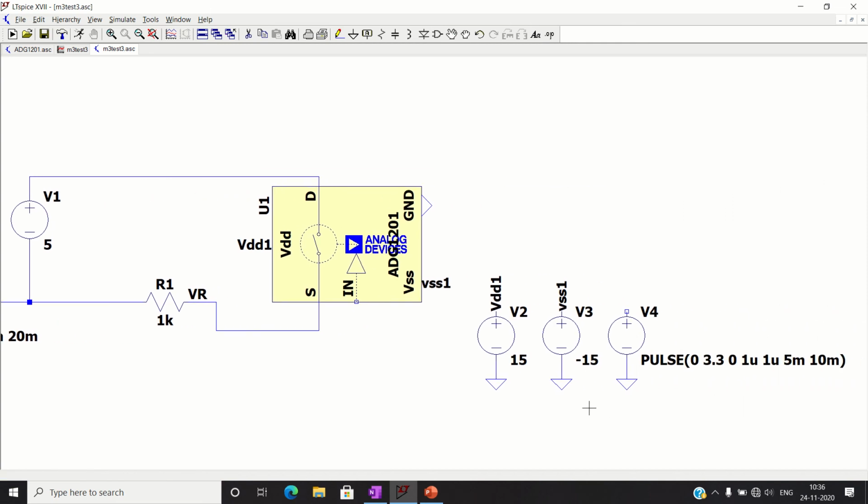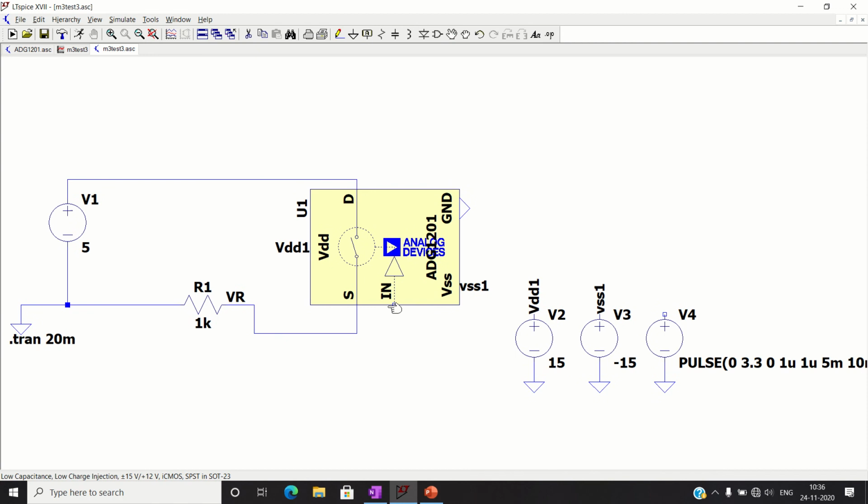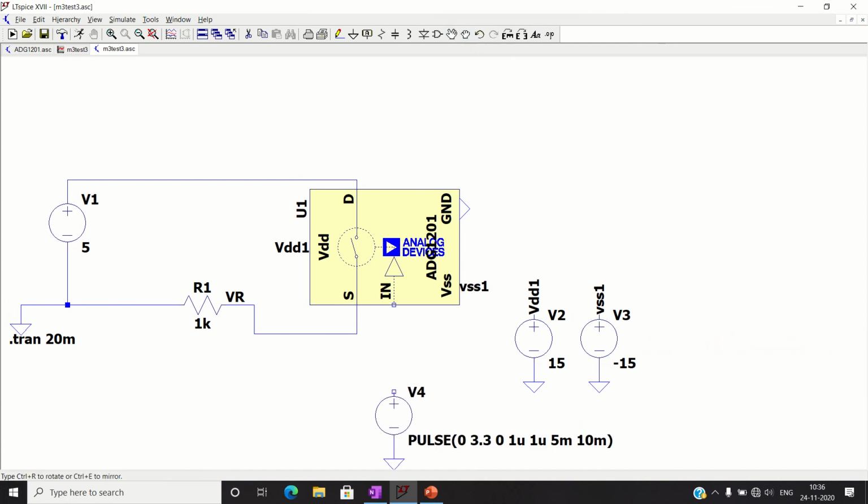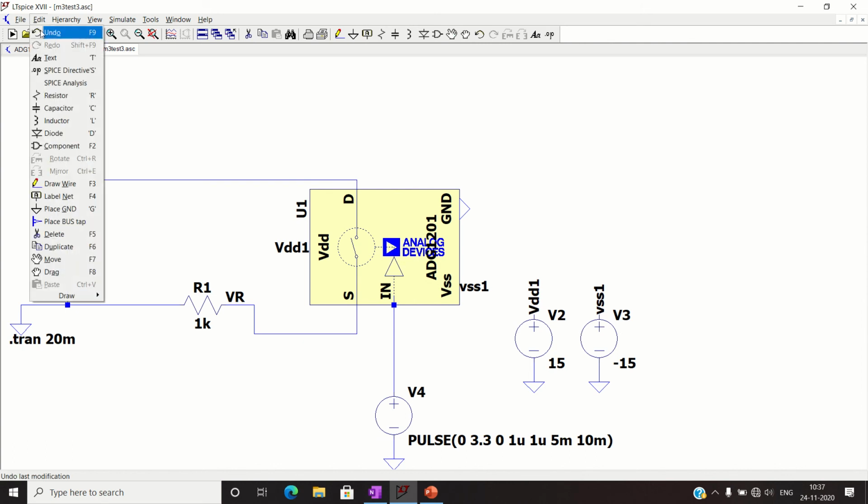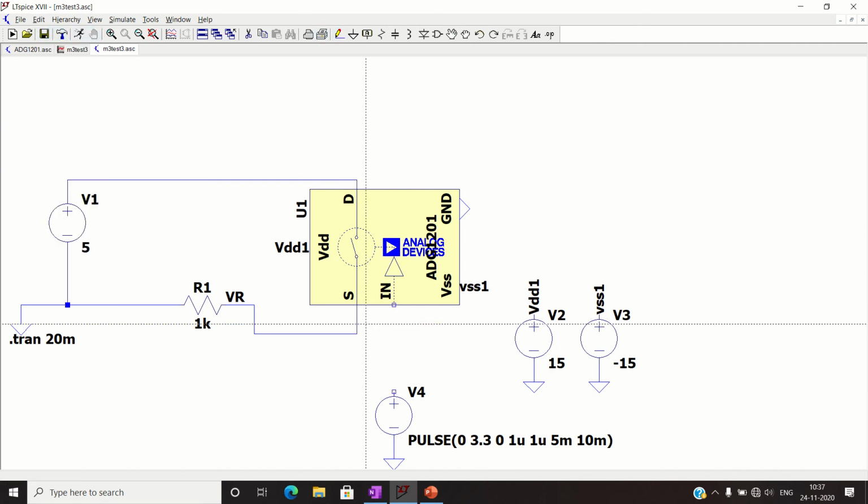Next you have this pulse that has to be given to this input. What I can do is just drag it here and then connect here. So now we will simulate and understand what happens.